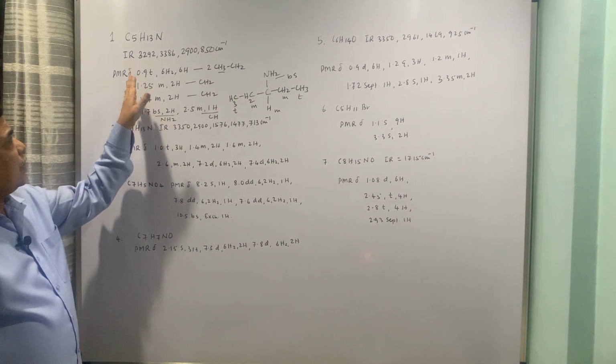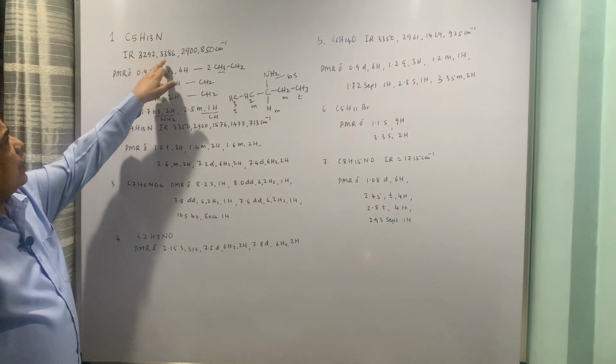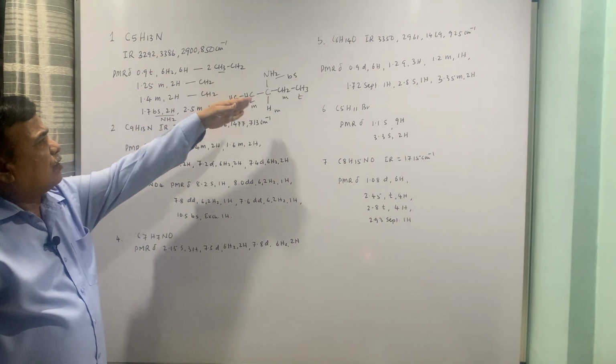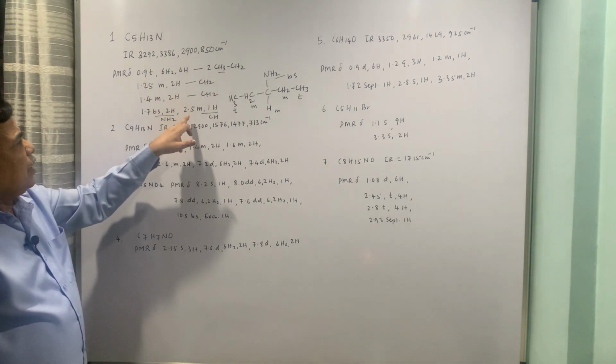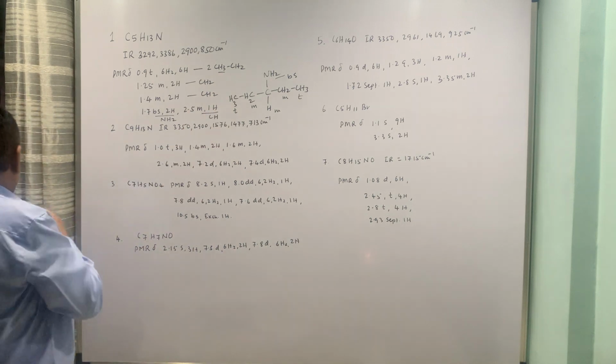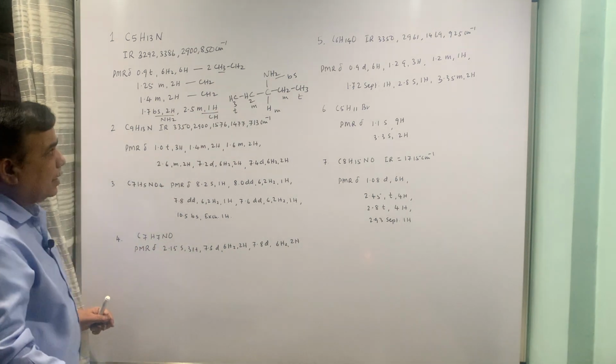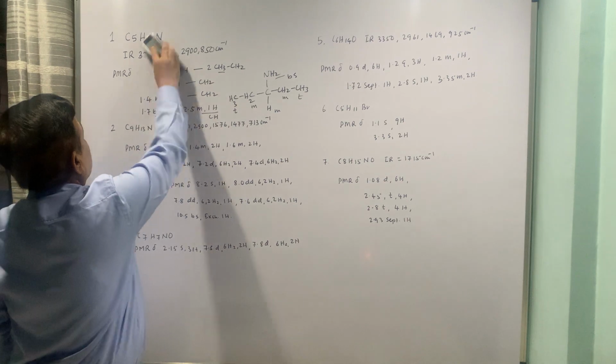So that is the first compound. NH2 is there, CH because of the alkyl chain, 850 CH bending, and then these are the templates. You have to assemble them together and get the appropriate result.